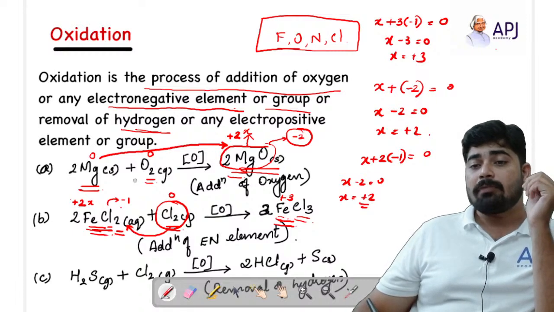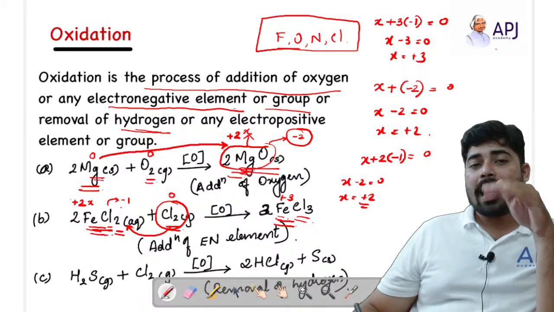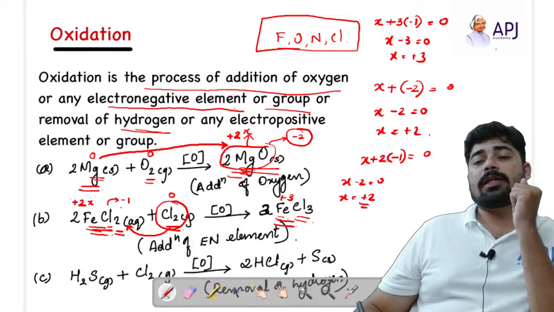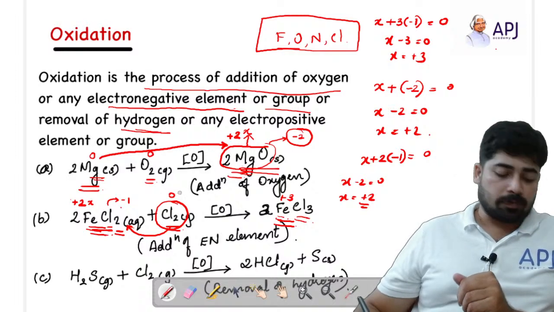Here in the first example, you can see that you have added oxygen to magnesium and the compound formed is magnesium oxide. By adding oxygen, what have you done? You have increased the oxidation state of magnesium from 0 to plus 2.